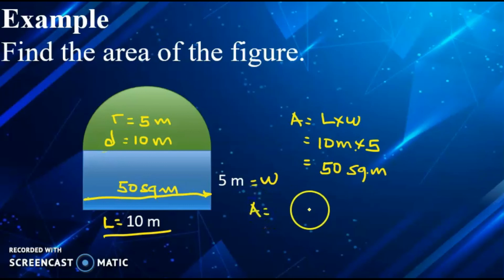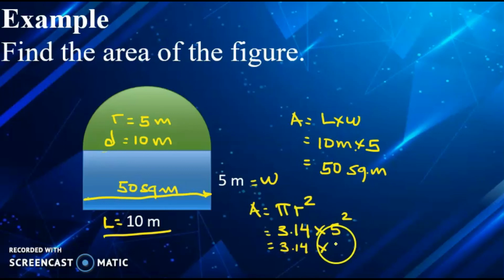So, area is equals to, yung formula, pi times r squared. So, ano yung pi? Pi is 3.14 times ang radius natin ay 5 squared. So, 3.14 times 5 squared is, okay, 25. So, 3.14 times 25 is equals to, so area ng circle ay 78.5. So, ito yung area ng buong circle.